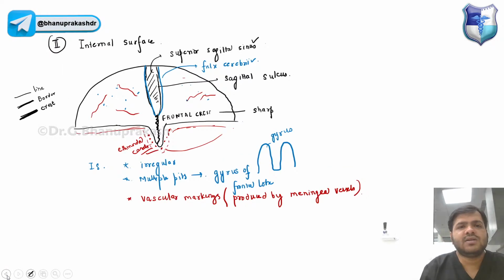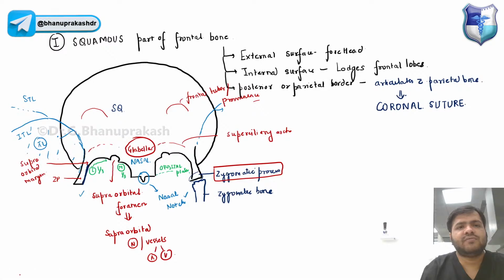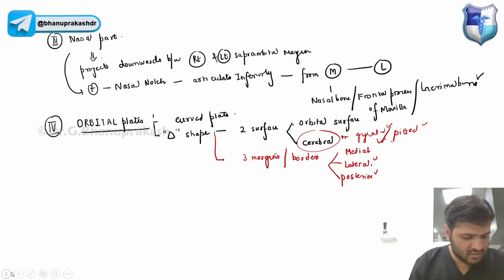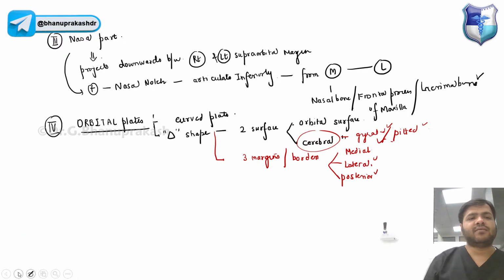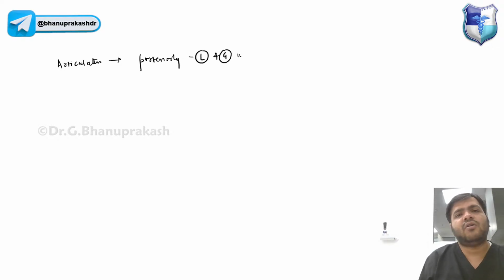If we talk about the articulations, guys, you already know them. We have discussed the parts. Zygomatic process, I think you already know, I don't need to repeat it again and again. But as of now, just remember the articulations of the bone. Posteriorly, it is the greater and lesser wing of the sphenoid bone.